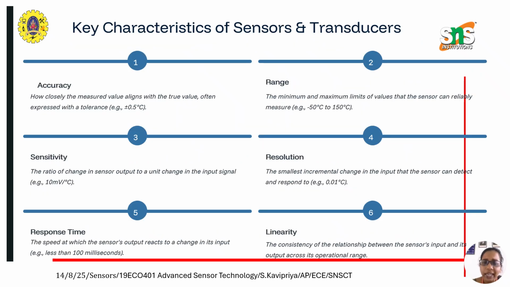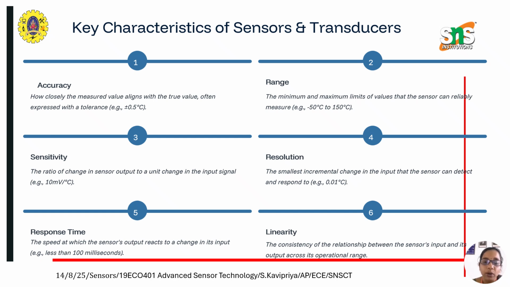Next, what are the key characteristics of sensors and transducers. First one is accuracy: how close the measured value is to the true value. Range is the maximum and minimum value that the sensor can measure. Sensitivity is the ratio of change in the output to the change in the input. Resolution is the smallest change in the input which can be captured by the sensor; then we call it high resolution.